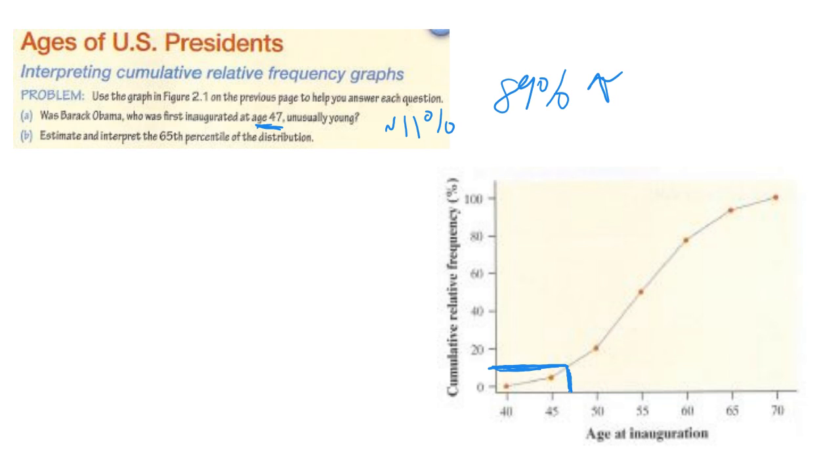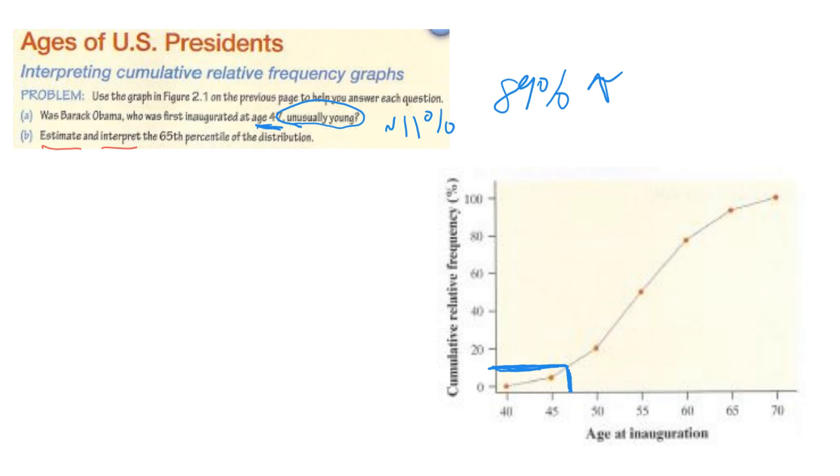So when the question is asked here, was he unusually young? You have some evidence to support that he was pretty young for a president to be inaugurated, since only 11% of other presidents were younger than him and 89% were older than him. So another way that we could use that is to estimate and interpret the 65th percentile of the distribution.